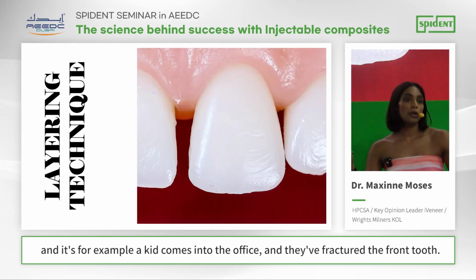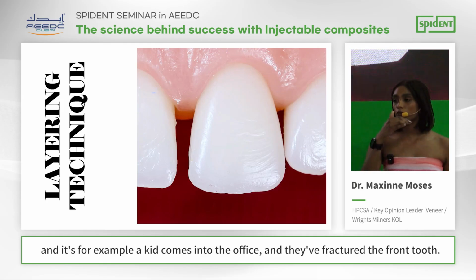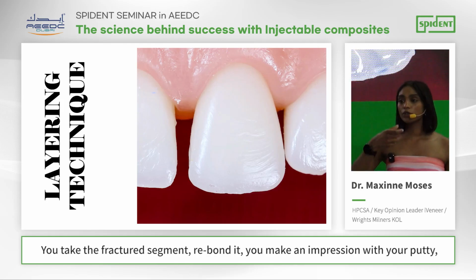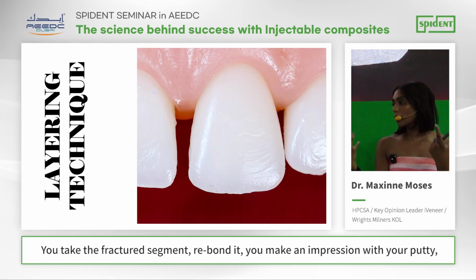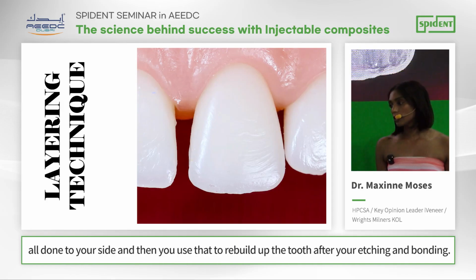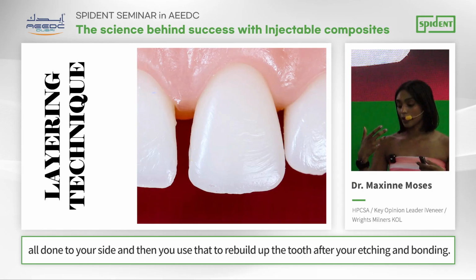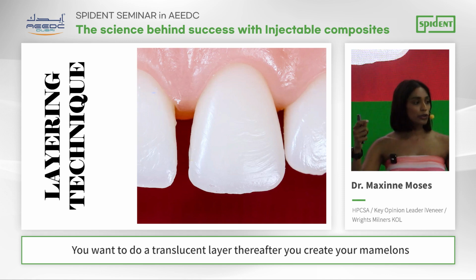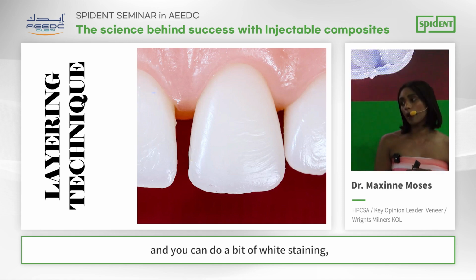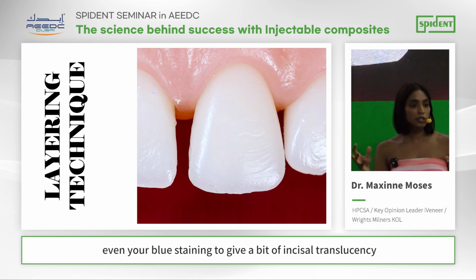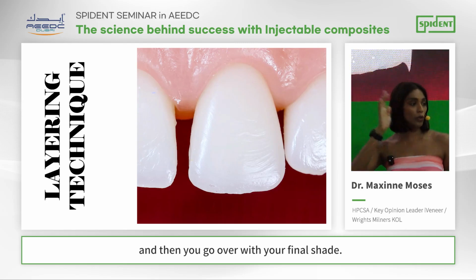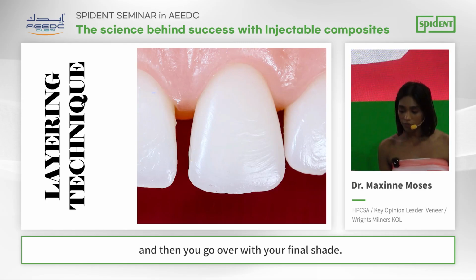For example, a kid comes into the office and they've fractured the front tooth. You take the fractured segment, you rebond it, you take an impression with your putty, all done chairside, and then you use that to rebuild up the tooth after your etching and bonding. You want to do a translucent layer. Thereafter, you create your mamelons, and you can do a bit of white staining, even your blue staining to give a bit of incisal translucency, and then you go over with your final shade.